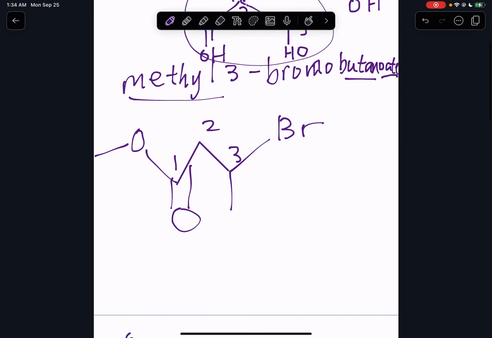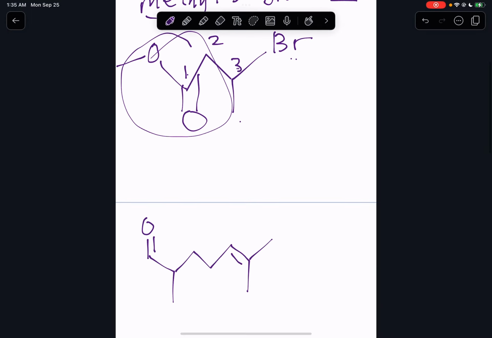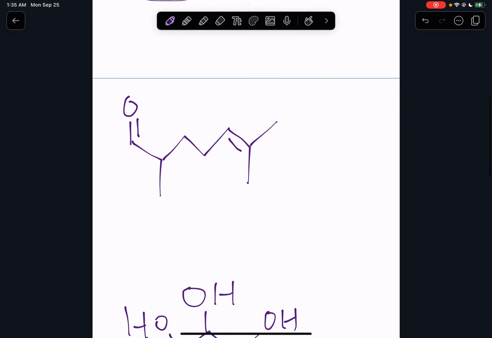If you count this, basically there's 1, 2, and 3. 3 is bonded with the bromo, and at the same time bonded with the methyl. So methyl goes here, bromo goes here, and there's "oate," which is this entire group. Just remember this when it comes to the test.